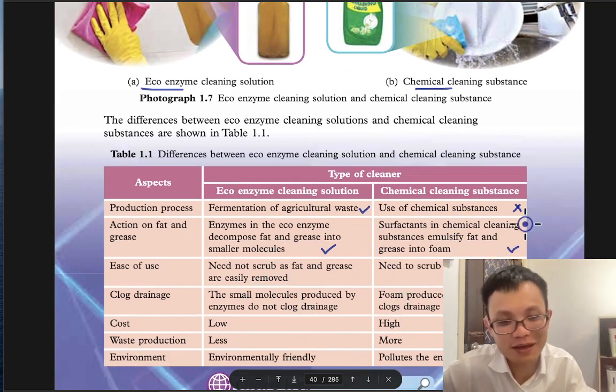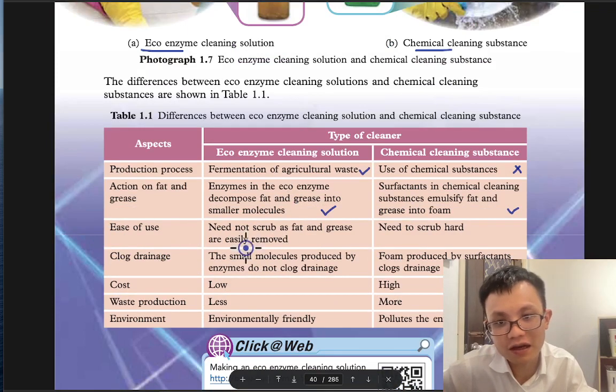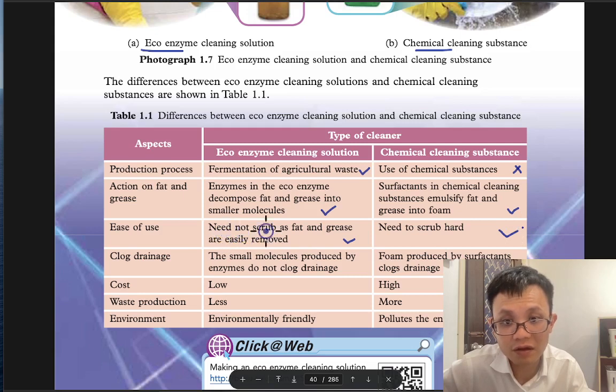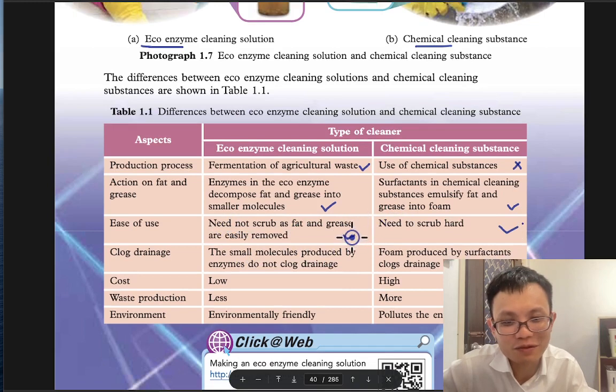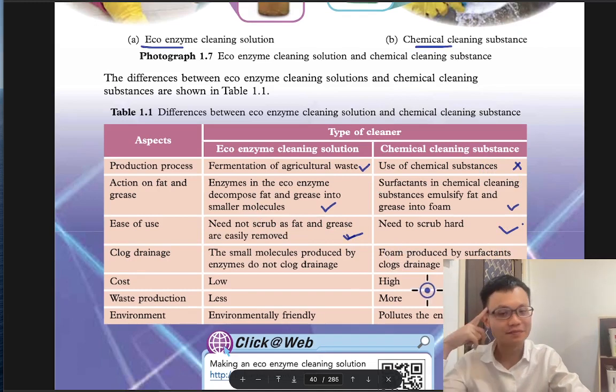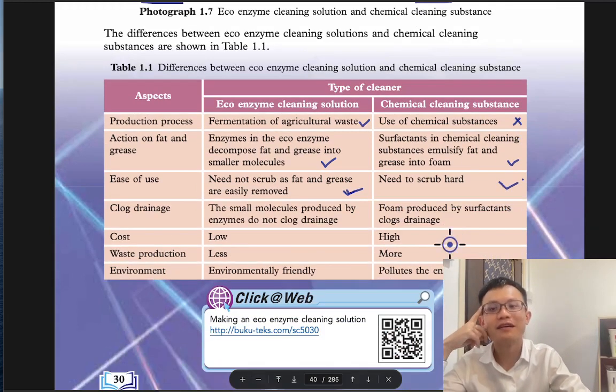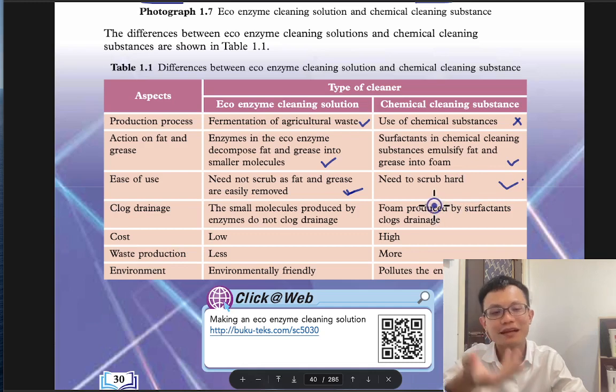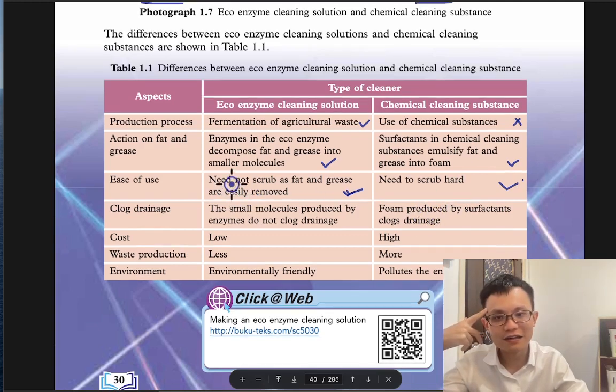There's no exam going on, so I'll just add it myself. Ease of use: the textbook says eco-enzyme does not need to be scrubbed as hard as chemicals for fat and grease. Actually, if you buy from Shopee, it is a bit difficult to scrub. The chemical one is easier to scrub, but I don't know. The textbook says like this, so you just follow it. It says here eco-enzyme need not be scrubbed as hard for fat and grease, while the chemical one needs to be scrubbed.